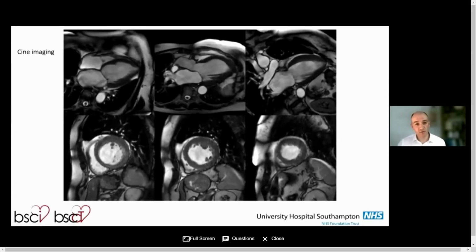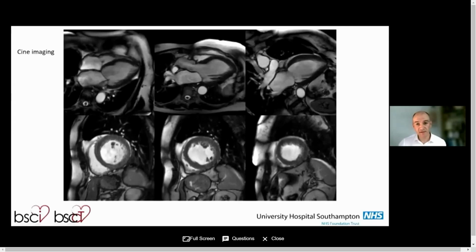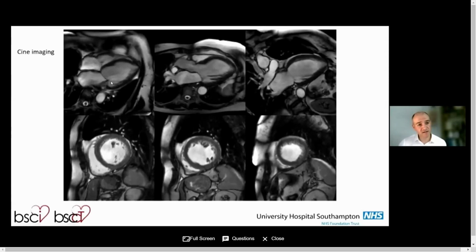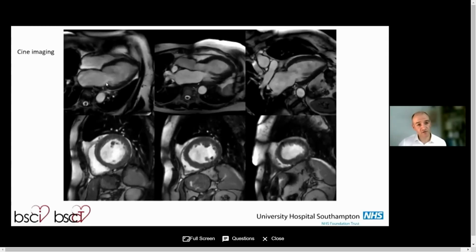I think you'll all agree that there is clearly impairment of left ventricular systolic function, but this appears to be fairly global. There's no wall thinning and no obvious focal wall motion abnormality. There appears to be some dilatation of the mitral valve annulus, and there is some associated mitral regurgitation that we can see here.